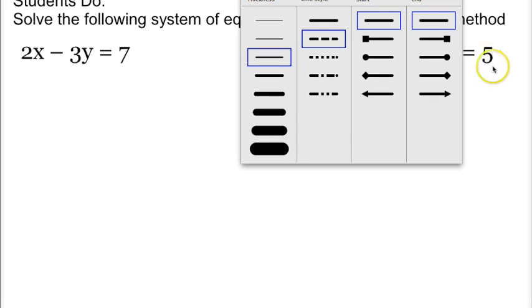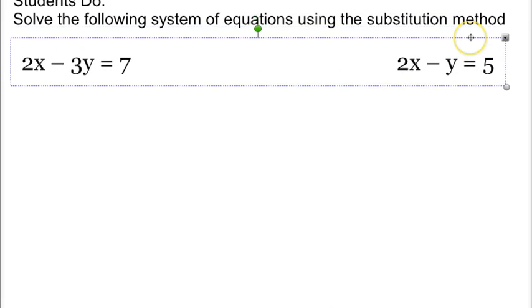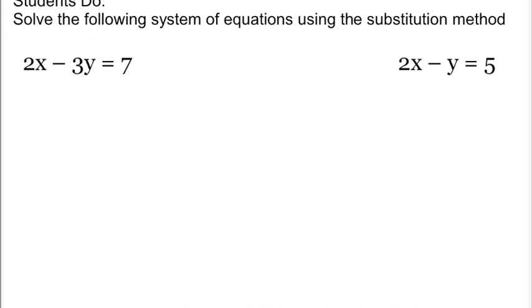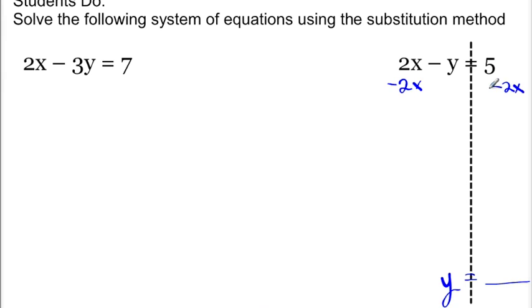Okay, so let's solve for y. That means y should be all by itself. So in the end, I should have y equals something. To get everything else away, let's get rid of this 2x first. Minus 2x, minus 2x. We'll keep our signs the same. I'll put the x first. Minus y equals negative 2x plus 5.